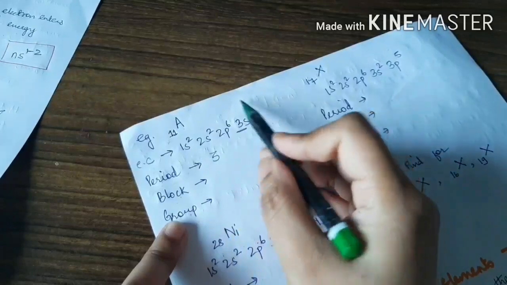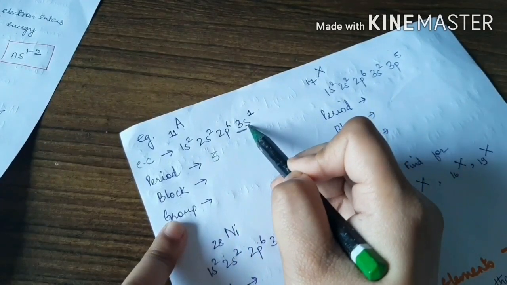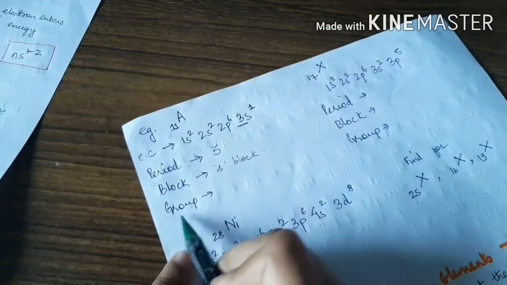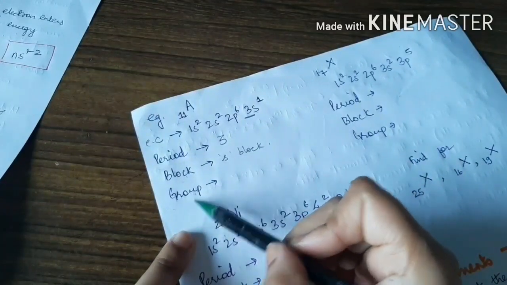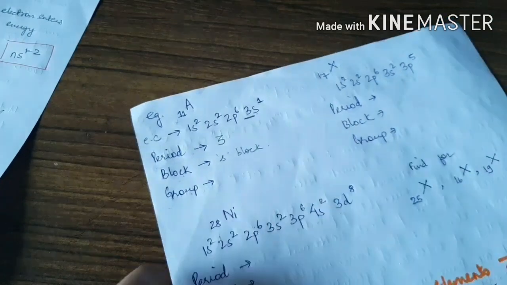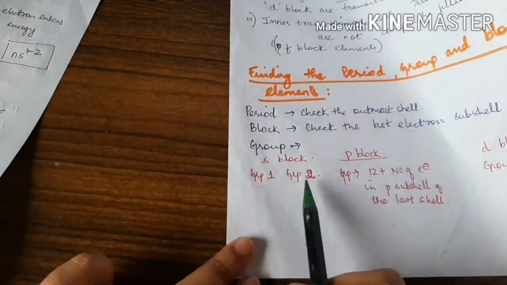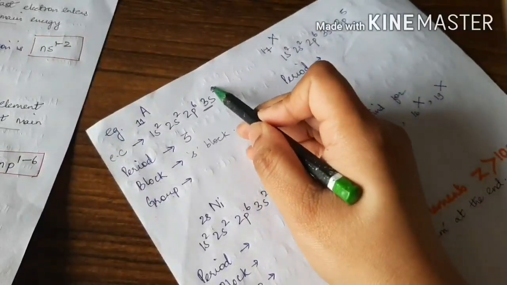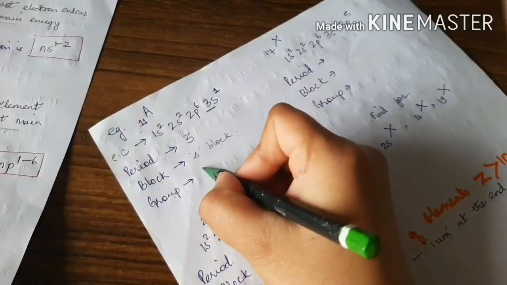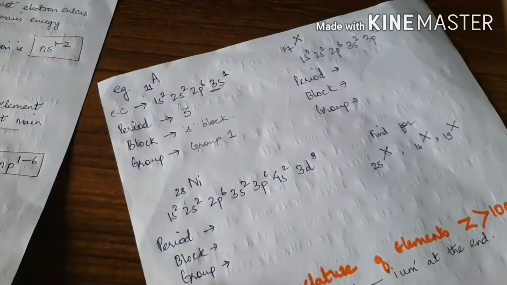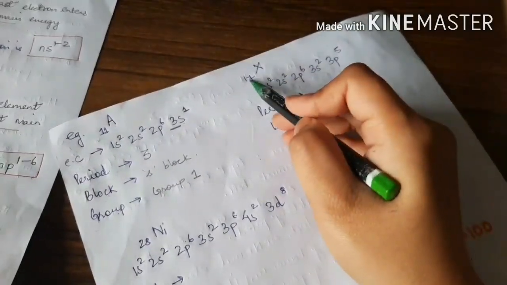Then block. The last electron enters which subshell? Have a look, S. So the block is S block. Now group. How to find out the group? Look at the block. The last electron is entering the S subshell, so it will have either group 1 or 2 only. Out here, which one is it? S is entering just 1 electron. So the group will be group 1, the alkali metals.